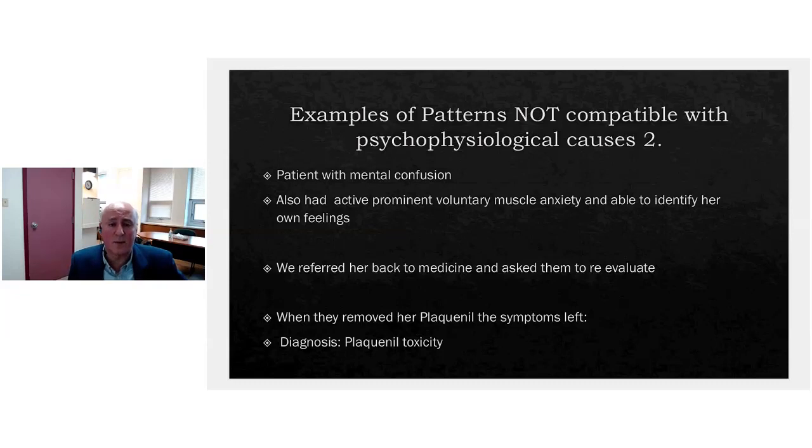Here's another example. A person presented with mental confusion. Her anxiety was in muscle tension, and she was well able to identify her own emotions. She showed good anxiety tolerance, but she was still having this confusion. We referred her back to medicine and asked them to evaluate what was going on because the pattern didn't fit. And come to find out that she had been on Plaquenil and had Plaquenil toxicity.